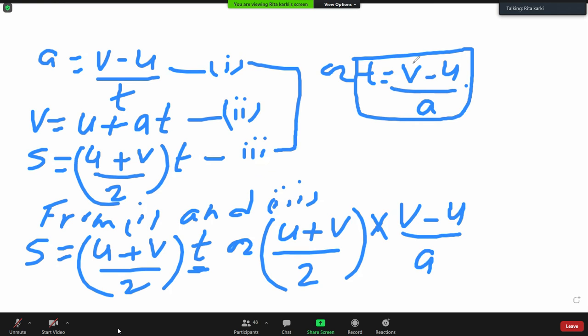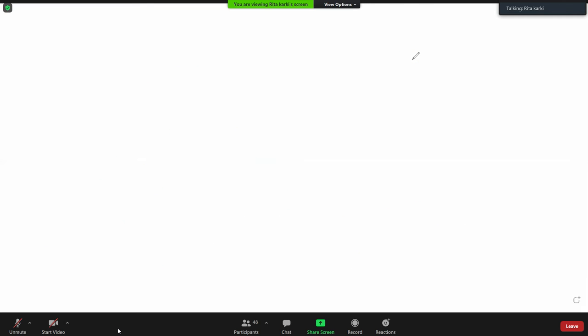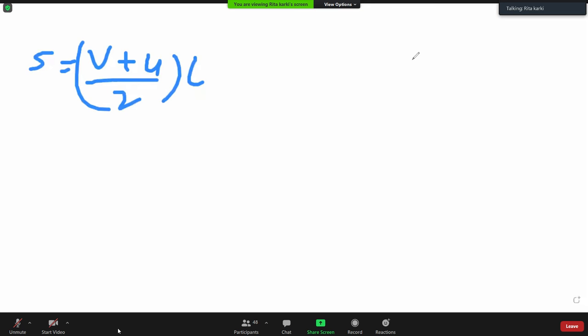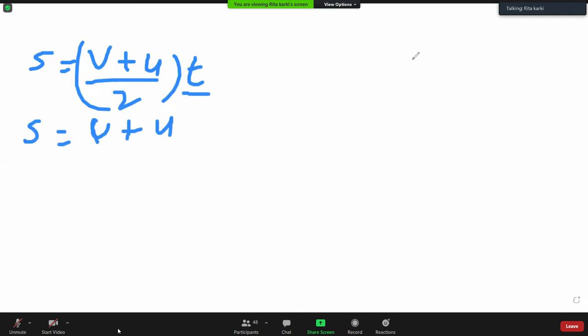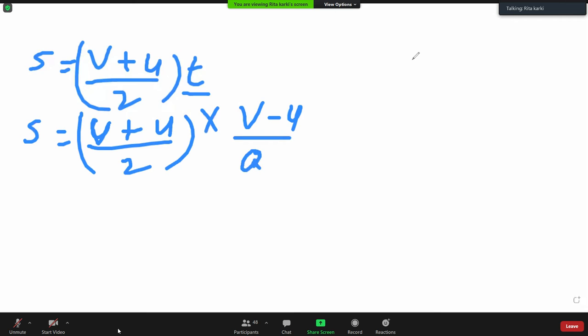So what shall we do after this? Since the drawing board is full of drawings, it may get confusing at times. So first, s equals to u plus v upon 2t. Replacing t with its value, s equals to v plus u upon 2 into v minus u upon a. Clear up to here? Yes, ma'am.